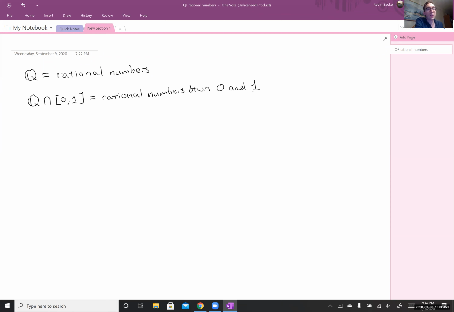Between 0 and 1, there's a very natural way to enumerate them. And the way that I want to enumerate them is just to go in terms of increasing denominator. So let's suppose that I list these out and they are 0, 1.